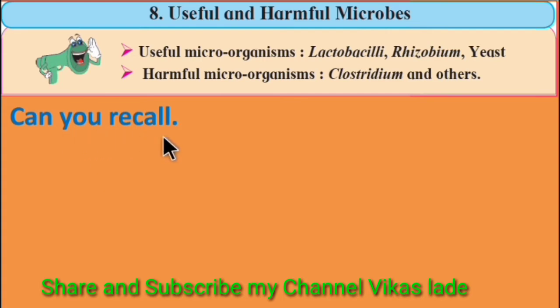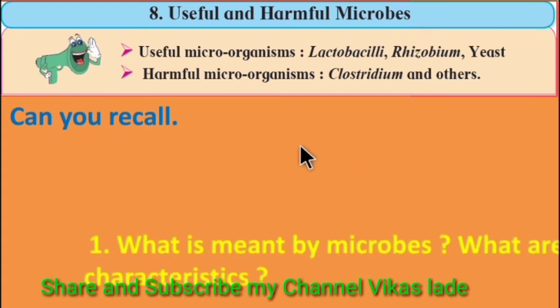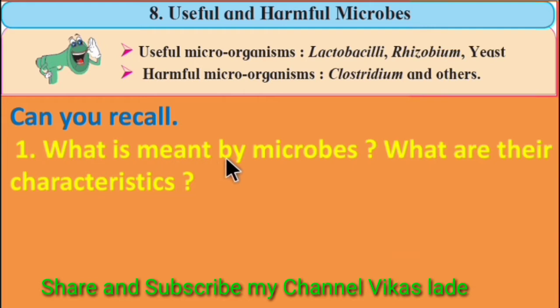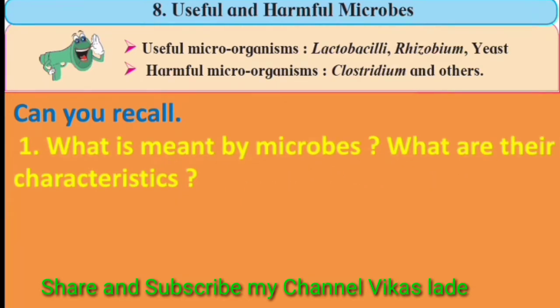Can you recall? Number 1, what is meant by microbes? What are their characteristics? Answer of this question: the living organisms which cannot be seen with naked eyes, but those that are all around us, are called microbes. All microbes are prokaryotic cells and can be seen only under a microscope.